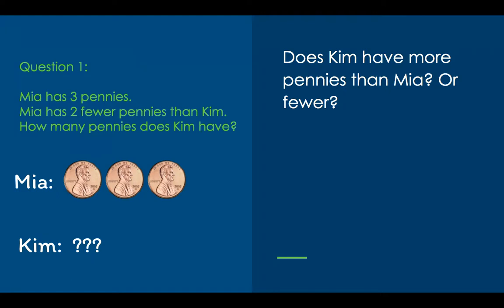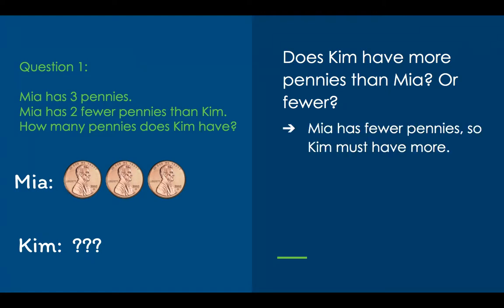So does Kim have more pennies than Mia or fewer? If Mia has fewer pennies, Mia has 2 fewer pennies than Kim. So Mia has fewer pennies. So Kim must have more. How many more? Let's look at the problem.